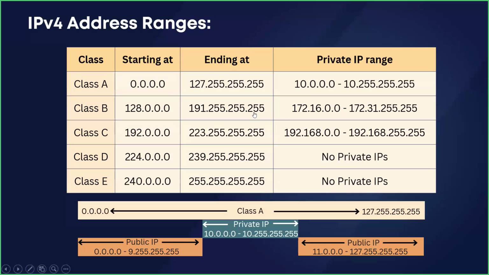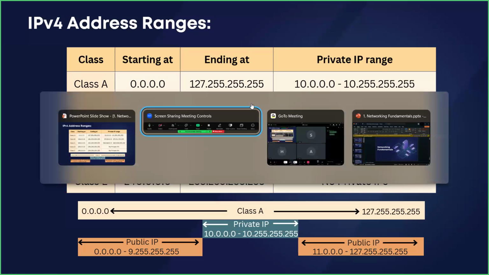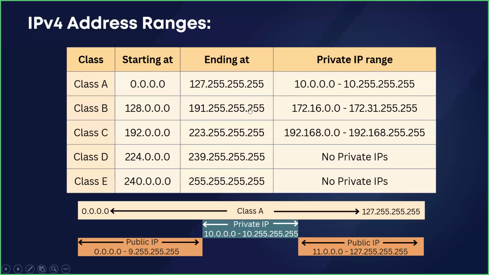Right. So what we'll do as a small exercise is I'm going to write down some random IPs, guys. And looking at these ranges, you have to tell me which IP belongs to which class and whether it's a public IP or a private IP. So that is going to clarify this in a much better way.